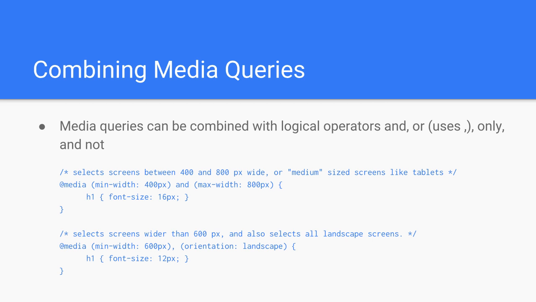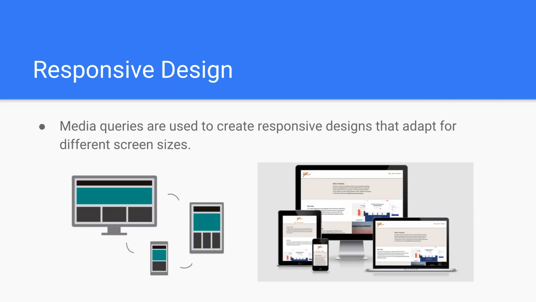Here's how we would do an or. So we can do min width 600 pixels, or using a comma, orientation landscape. So this would be anything that's bigger than 600 pixels or if it's orientation landscape. You could target those two different things. And this is an example of what we might do. We might want to change the font size of our headings, something like that on mobile.